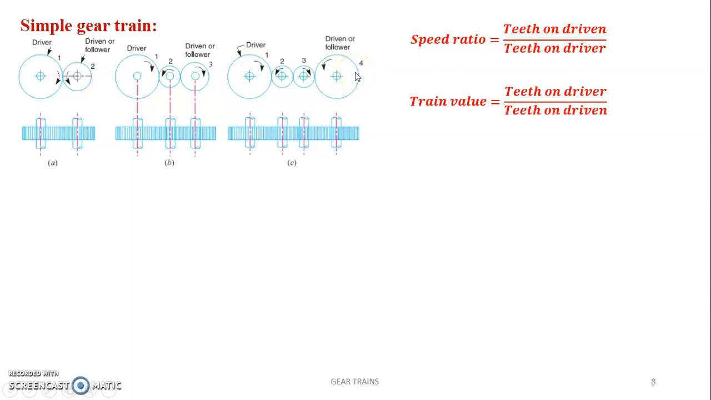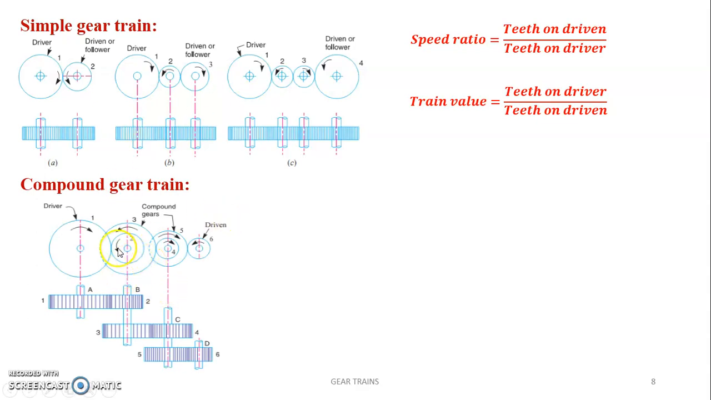Now when we come to the compound gear train, what's the difference? Each shaft carries two gears. In this combination, how is the power being transferred? Gear 1, which is on shaft A, drives gear 2. Because 2 and 3 are on the same shaft, the same speed is given to gear 3 also. Then gear 3 drives gear 4, and then on shaft C, gear 5 drives gear 6.